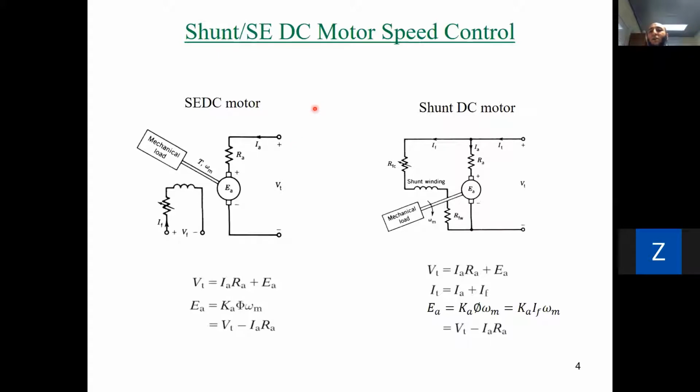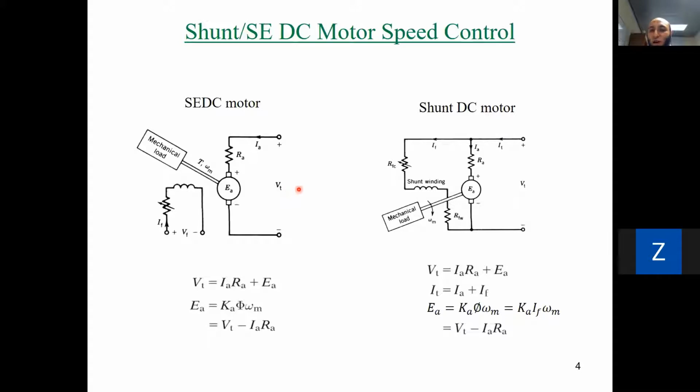So let's start with the separately excited and shunt motors. Firstly, on the left-hand side, this is the equivalent circuit of the separately excited DC motor. As you can see, we have a field winding, which is separate, and we have an armature winding. Separate means we supply the circuits from different supplies. So we have a supply for the field winding and another supply for the armature winding.